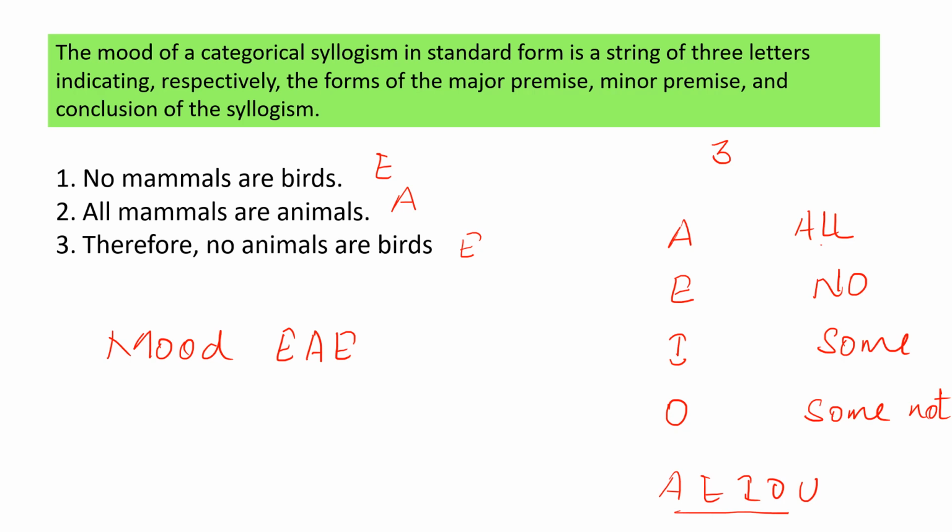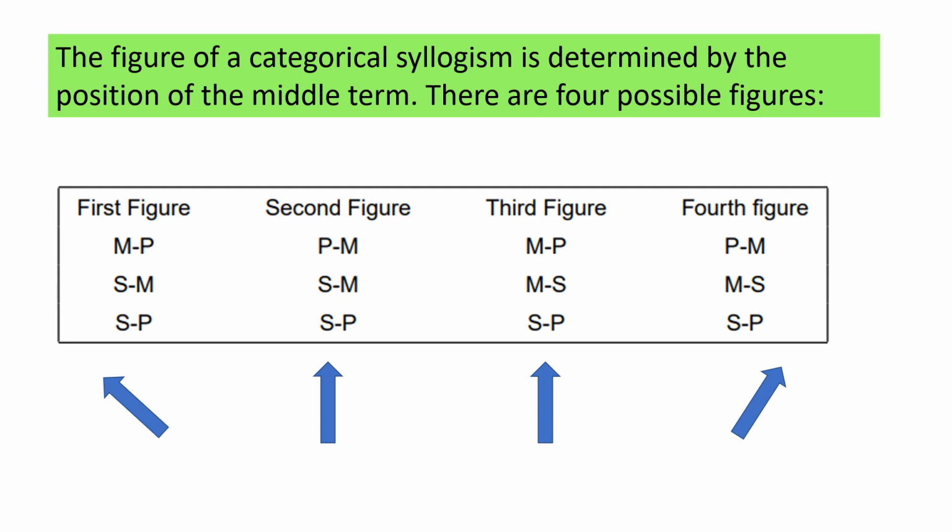So how do you find the mood? First you look at the statement and then you see whether it is A type, E type, I type, or O type, and then you write it like this. Okay. So first will be the first statement, then the second statement, and the conclusion. Right? Next is figure.